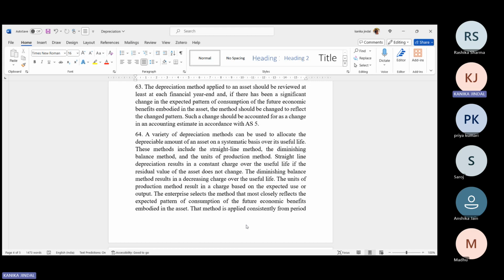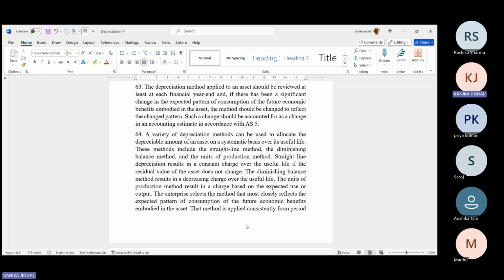Under diminishing balance method, there is a decreasing charge over the useful life. We keep on decreasing on the basis of the last value of the asset. We charge the depreciation amount, and it will keep on decreasing over the useful life of the asset. Under the unit of production method, the result is a charge based on the expected use or output produced by the asset. So the enterprise selects the method that most closely reflects the pattern of consumption of the future economic benefits embodied in the asset.